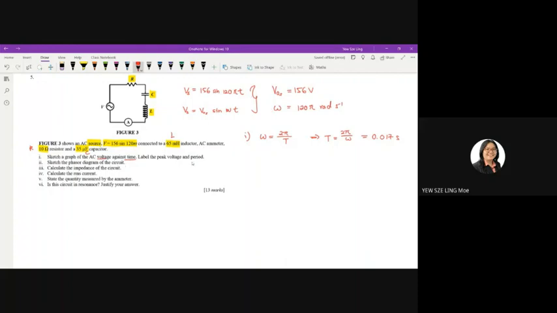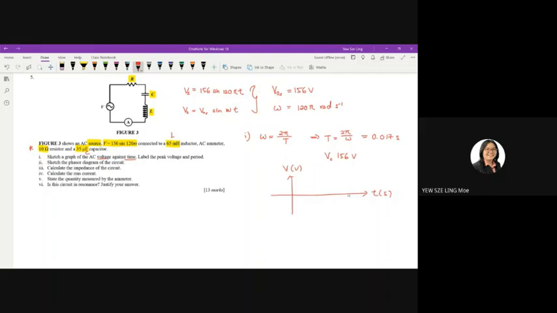And then the peak voltage. Do you have the peak voltage? Yes, you do. You got it by comparison, 156 volt. So we have the values needed. Now let us proceed to sketch the graph. It is asking for AC voltage against time, so voltage would be your y-axis, and the x-axis will be the time.